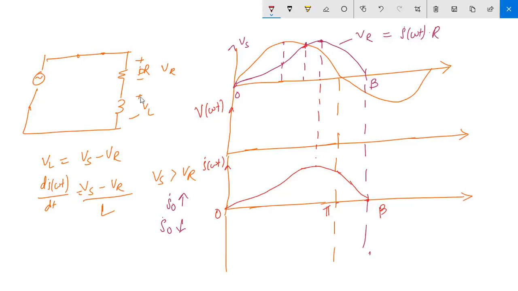But because of the delay in the current peak, the current has not reached 0. It has to reach 0. That's why it forces the diode to remain on and to conduct from pi to beta. So that's why if you draw the waveform for your I naught, V naught, you will get it like this.